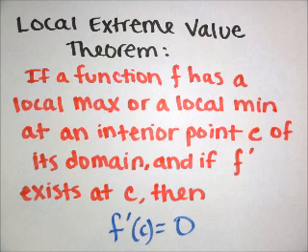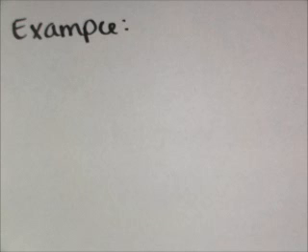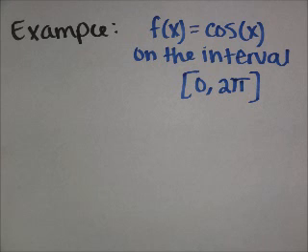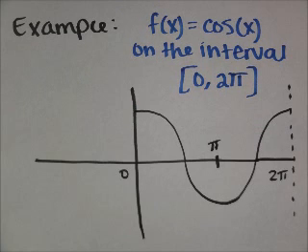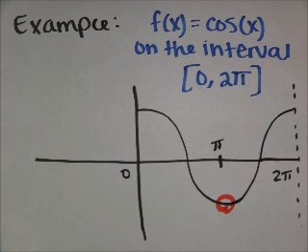An example of this theorem would be to use a function f of x equals the cosine of x on the interval 0 to 2 pi. We can see that this function has an extreme value at x equals pi. Because of the local extreme value theorem, we know that the derivative of the function f of x equals the cosine of x at x equals pi is 0.